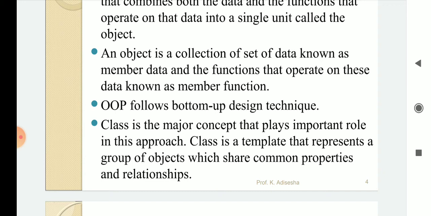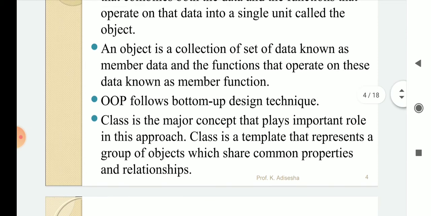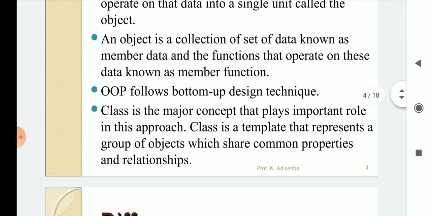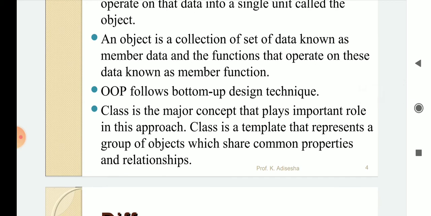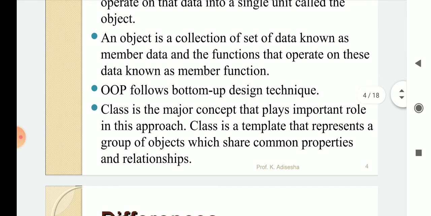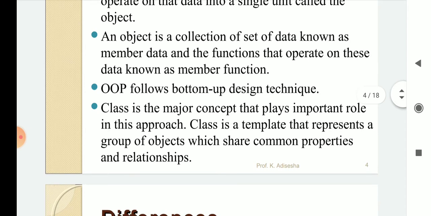So always remember, there is always a question: the set of data in OOPS language is known as member data, and the function is known as member function. And dear students, basically OOPS programming follows the bottom-up approach. So you can see procedural programming follows the top-down approach, and OOPS programming follows the bottom-up approach.